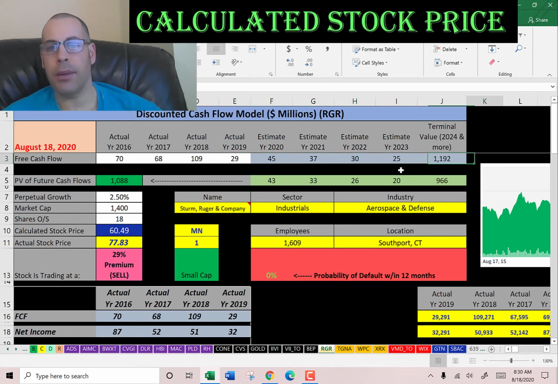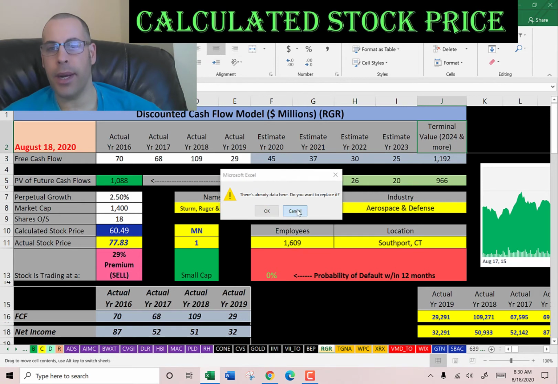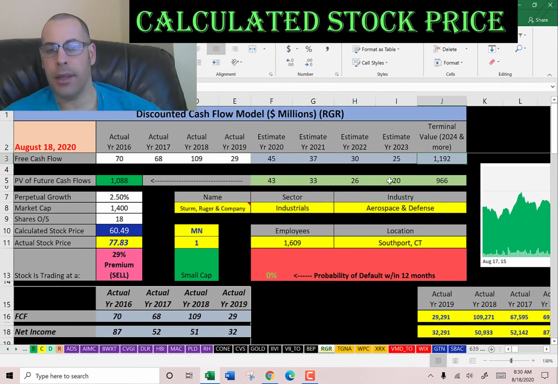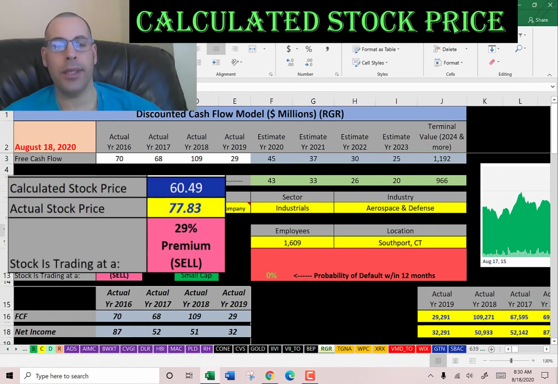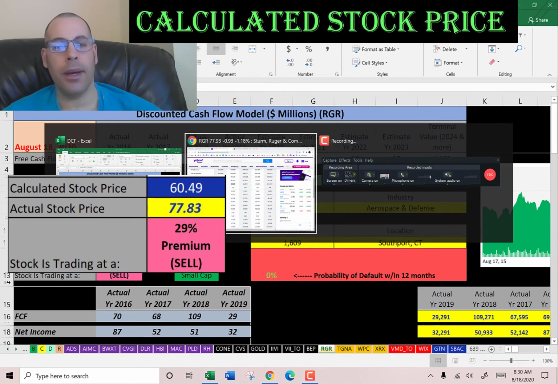We also estimated a terminal value, which is all cash flows past year 4. That's $1.2 billion. We discounted these numbers back to today using the weighted average cost of capital. That's down here in green. We get a value of the company of $1.1 billion. We divide that by 18 million shares, and we get an intrinsic stock price of $60. They're trading at $78, so they're trading at a 29% premium. So it's a sell according to the model.